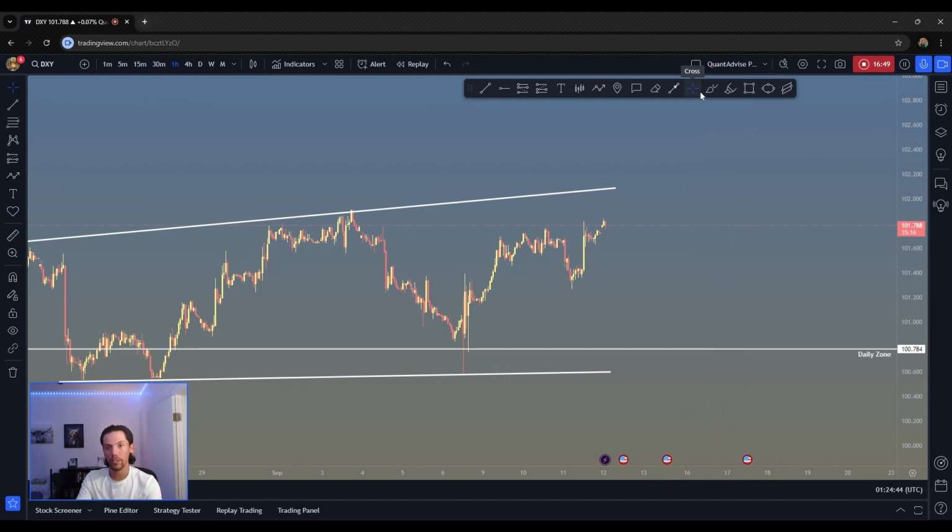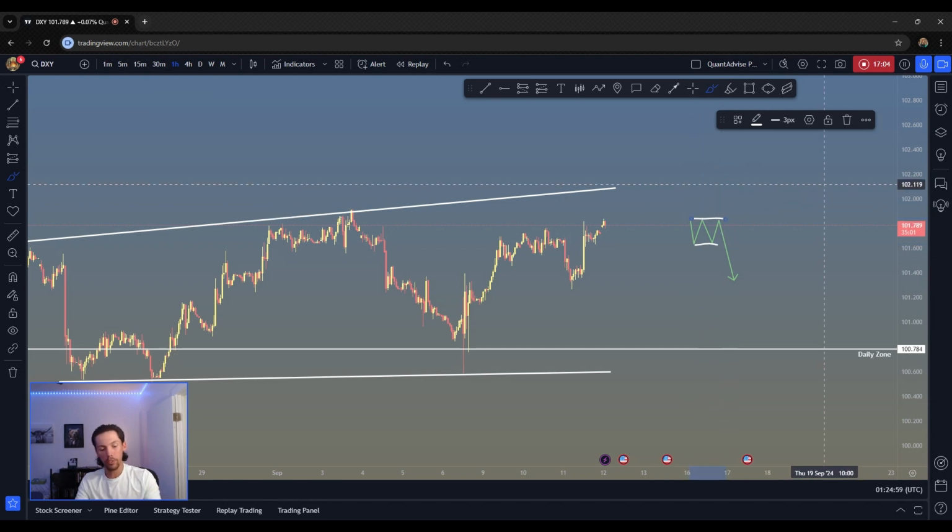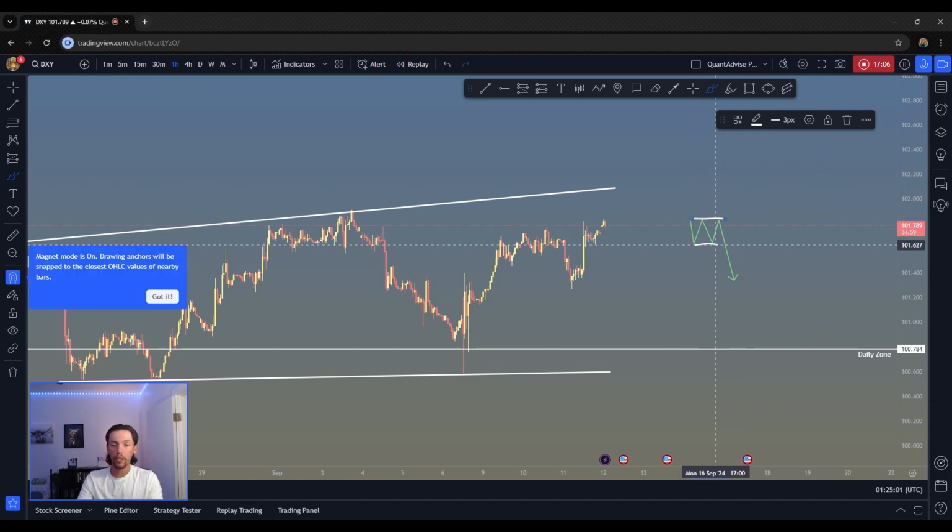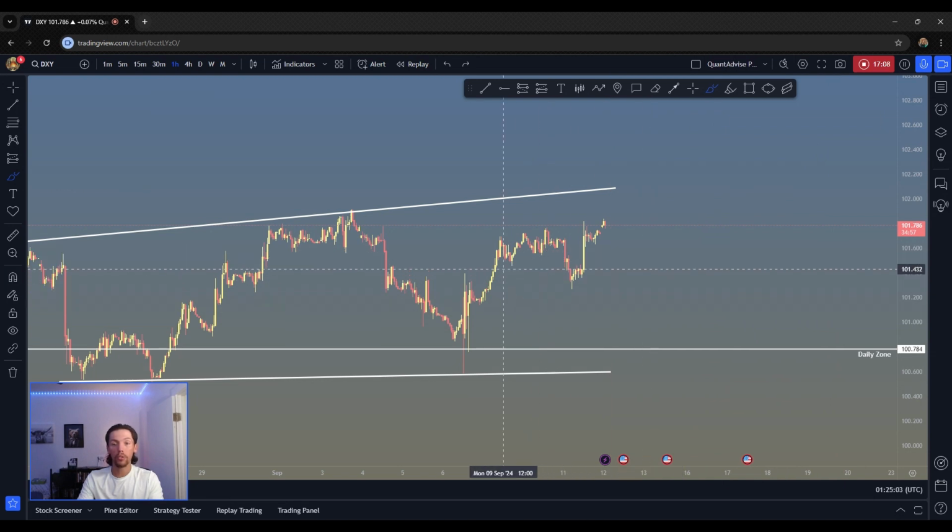Or a flag looks like this in a textbook. Here, here, here, here, and here. And this is your tops and the bottoms of your flag, like so. That'd be your flag. People don't expect flags, but the market is imperfect, and you have to learn how to trade an imperfect market, not a perfect market.